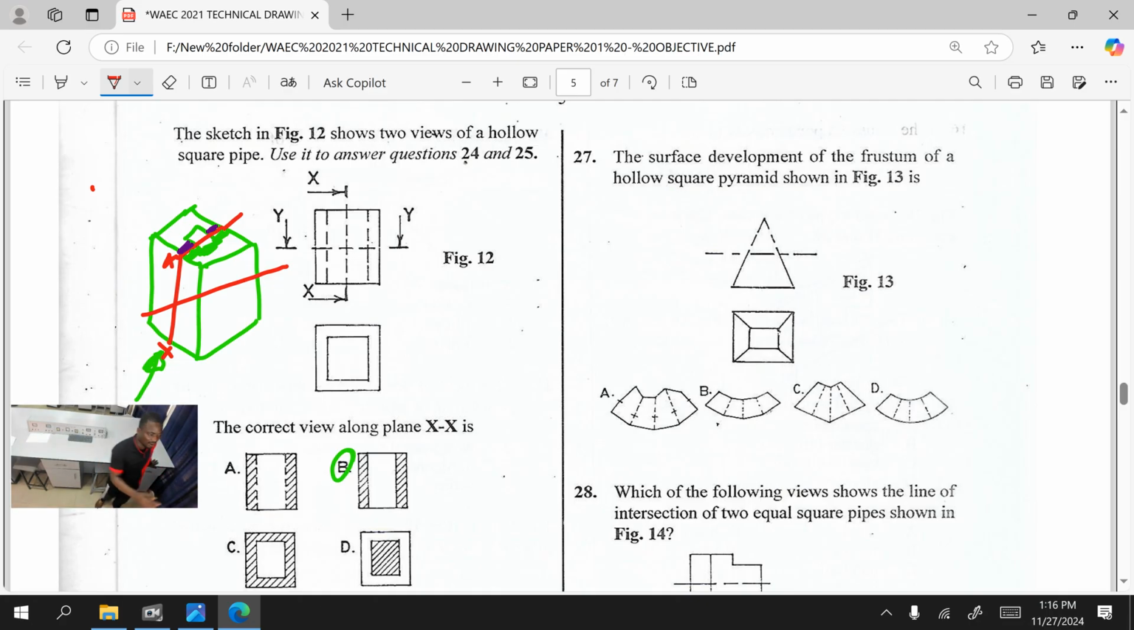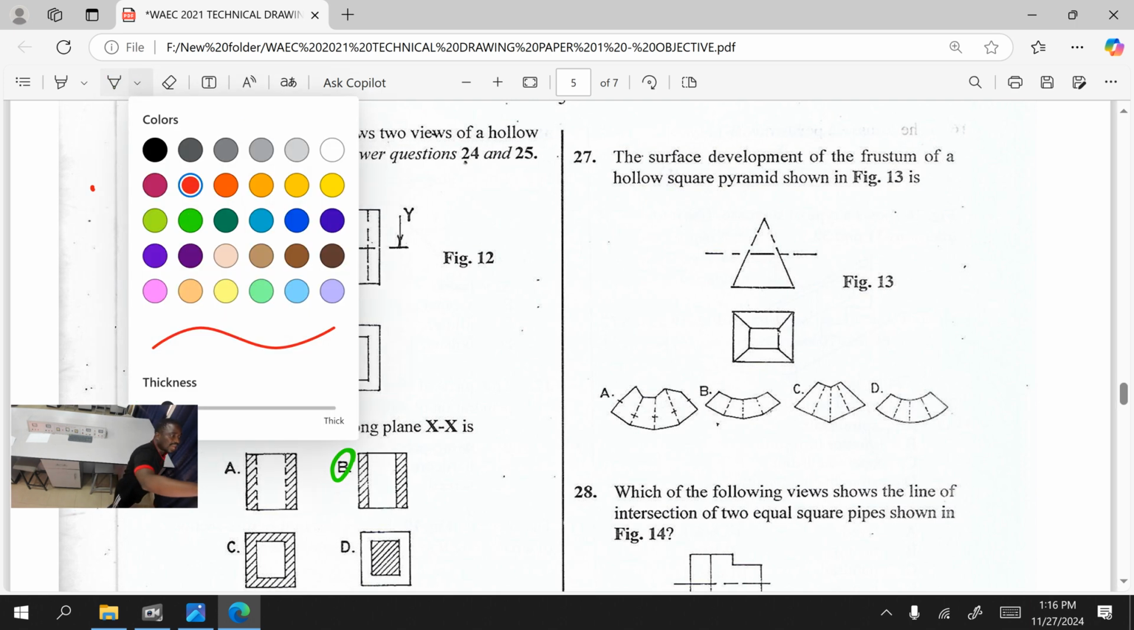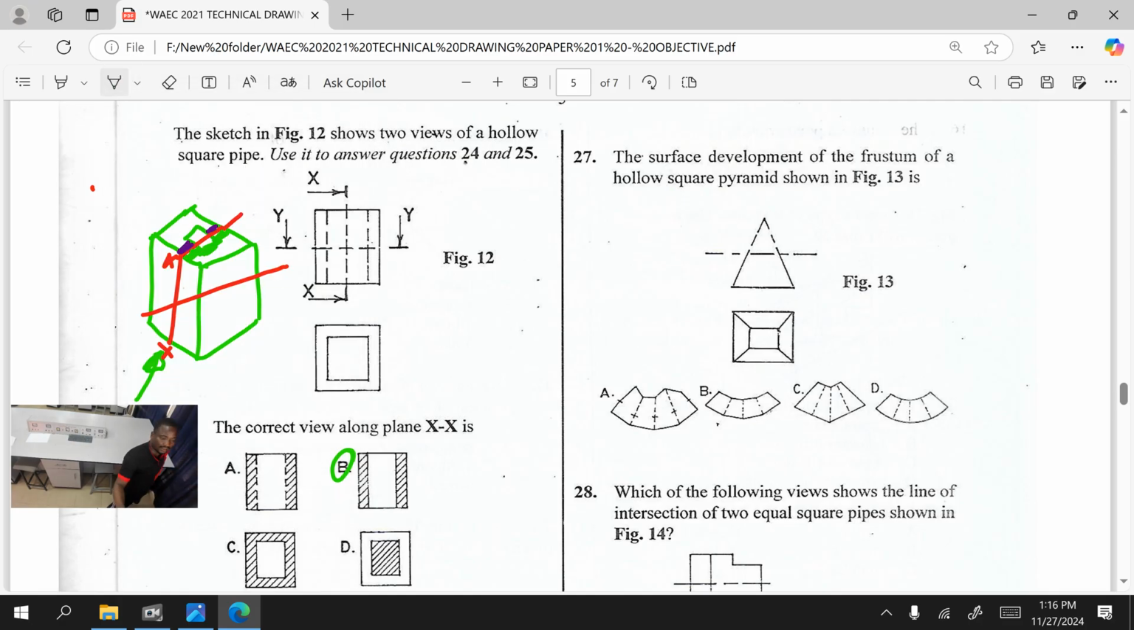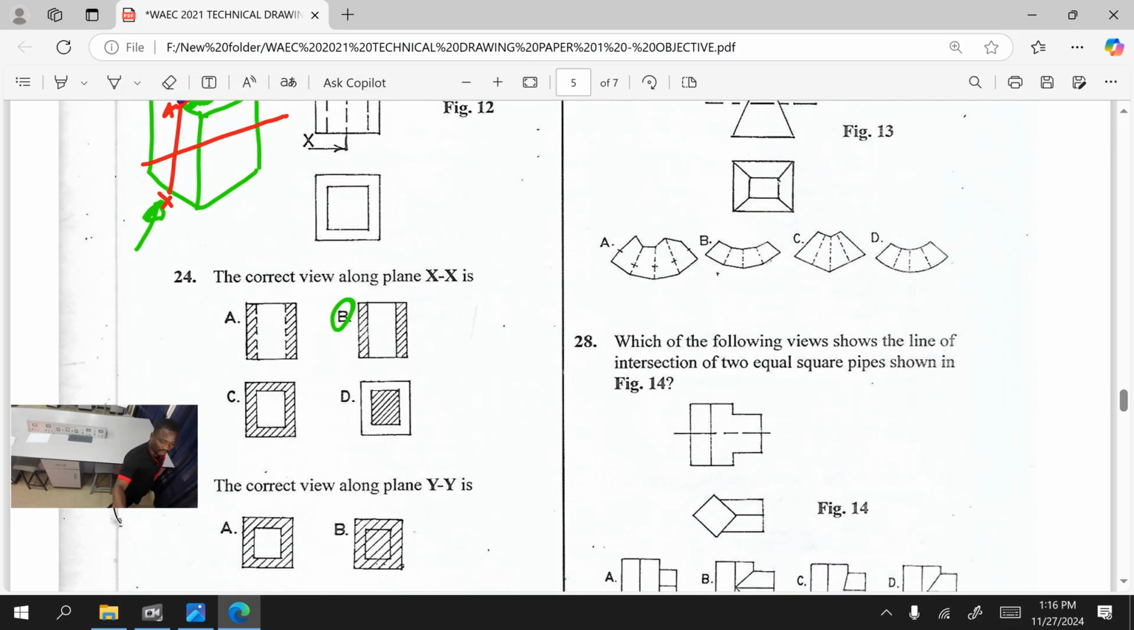It's very simple. You are going to see the same shape you see at the top. Just like that. It's just like cutting a cylinder. You are going to see the same shape you see at the top. But this time around, it has to be hashed to show that what? To show that it is cut.